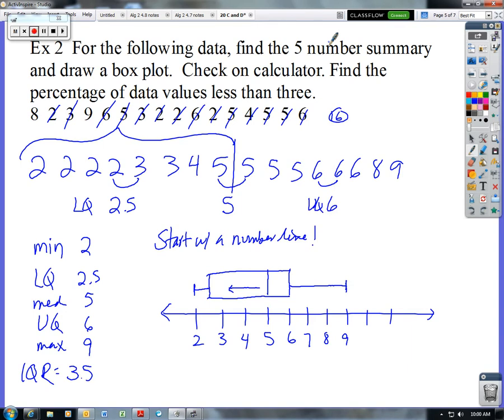And then finally we need to check the percentage of data values less than 3. If you look at your box plot, you're not going to be able to tell how many data values are in this area of the box, so you have to go to your list. Less than 3 means it's just these right here. We had 16, so 4 out of 16 is 25%. Once that's all listed, it's pretty handy, isn't it?